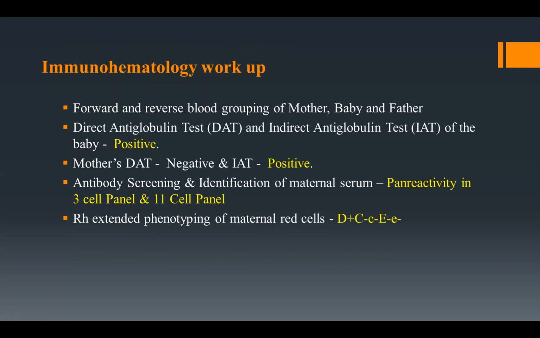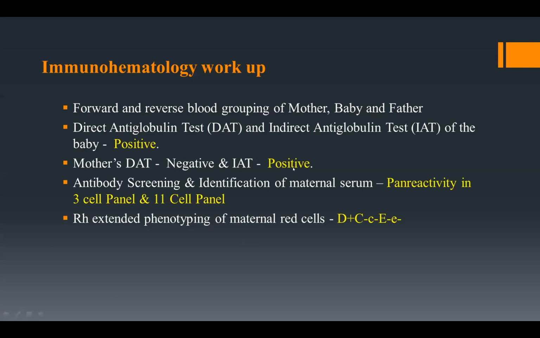So this is about the immunohematology workup which we have carried out. Routine forward and reverse grouping of the mother, baby, and father, everybody, was done. Then direct antiglobulin test and indirect antiglobulin test were done. The DAT of the baby came to be positive, and for the mother that was negative, but her IAT was strongly positive.